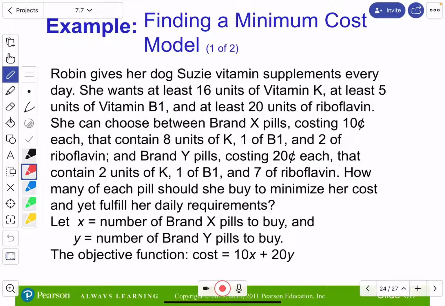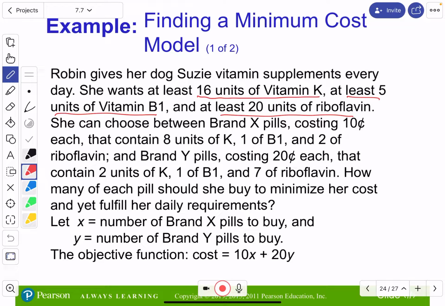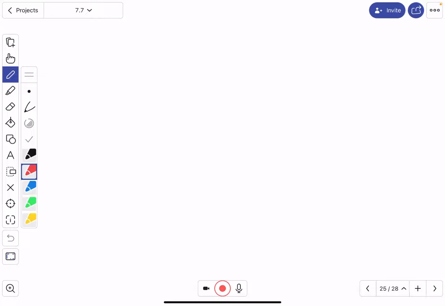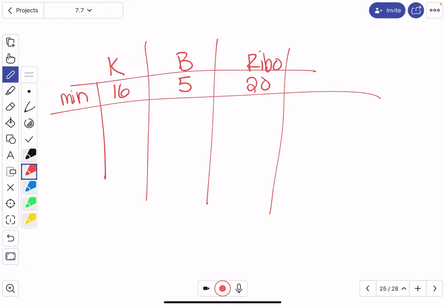So, Robin gives her dog Susie vitamin supplements every day. She has minimums of what she wants: 16 vitamin K, 5 vitamin B1, and 20 riboflavin. I'm going to make a table, it's going to make life easier. So we want K, B, and ribo. The minimum amount we want was 16, 5, and 20. So we have to have that much.